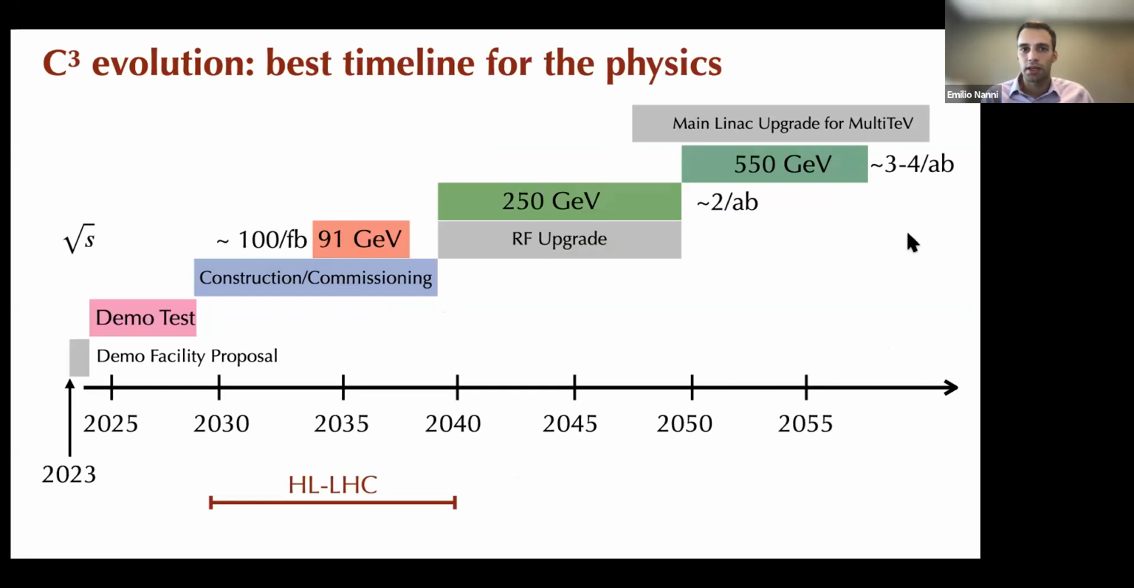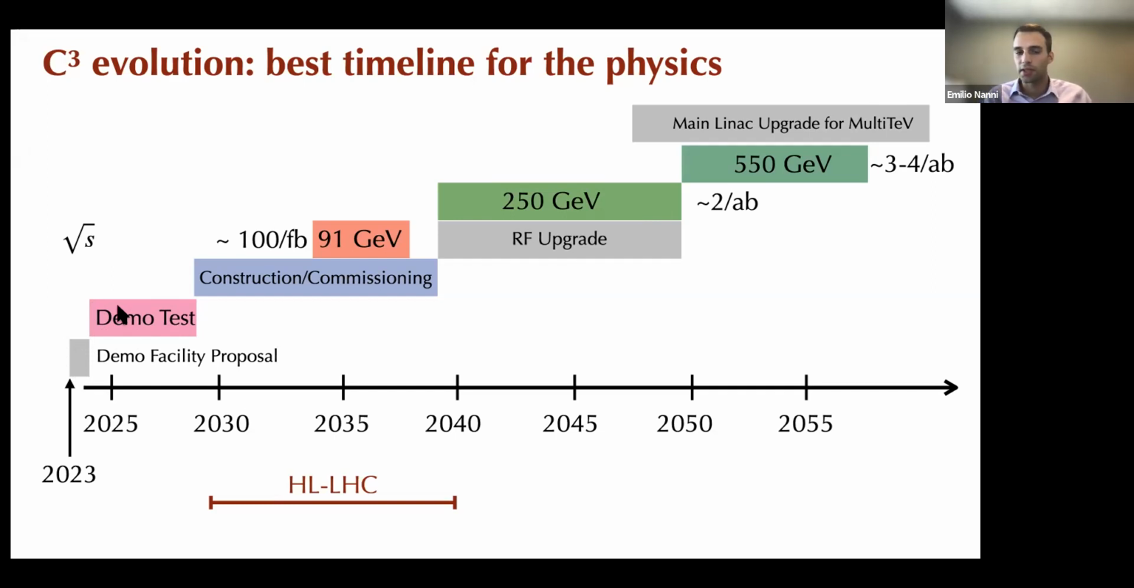So what I'm showing here is what we think is really the best timeline for the physics that C³ can enable. It starts in 2023, at the outset of the Snowmass and P5 process, where we would be putting together a proposal for a demonstration facility that would demonstrate the fundamental 1 GeV cryomodule that would be needed for the C³ LINAC. That demonstration facility would run for roughly 5 years. And after that, we would have finalized the technical demonstrations that were needed to realize the machine.